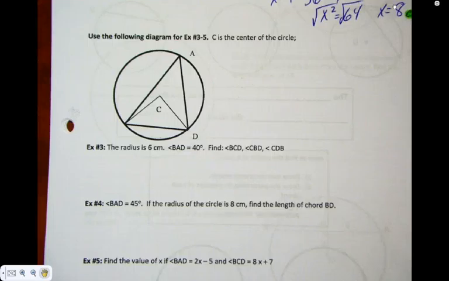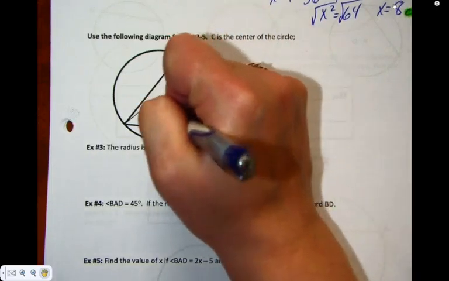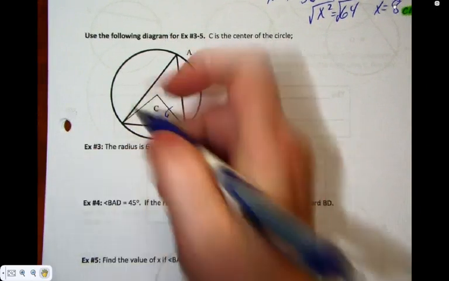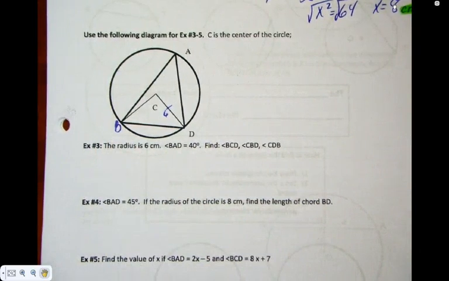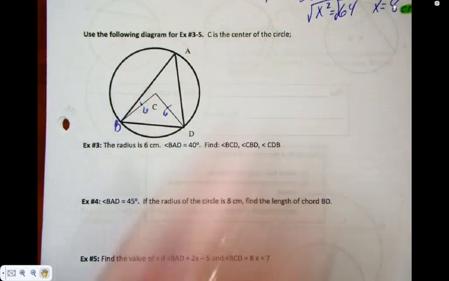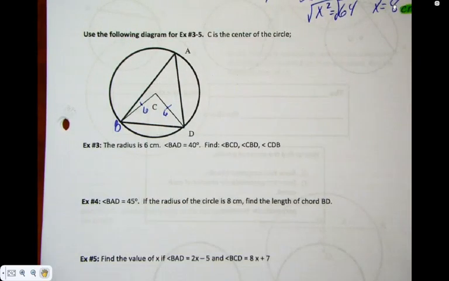Following diagram for 3, 4, and 5, C is the center of the circle. Okay, example 3 gives us the radius is 6. Where would you want to put this radius? And there actually was supposed to be a B over here, but it got cut off, so let's add it on. What else is also 6? C to B. How do you know? That's the same one. Because they are equal radii.